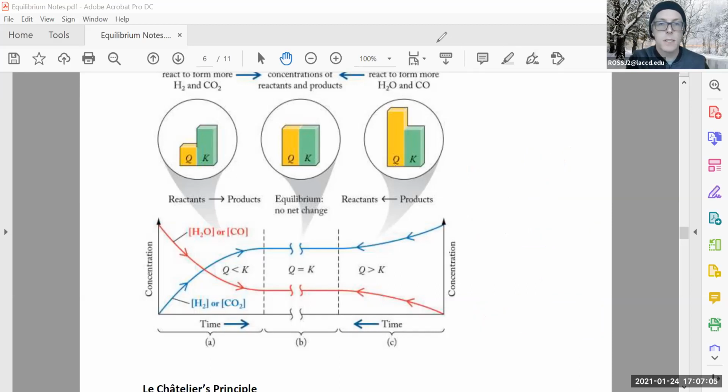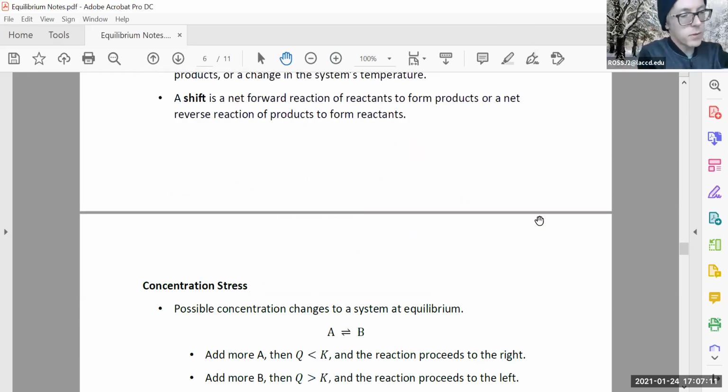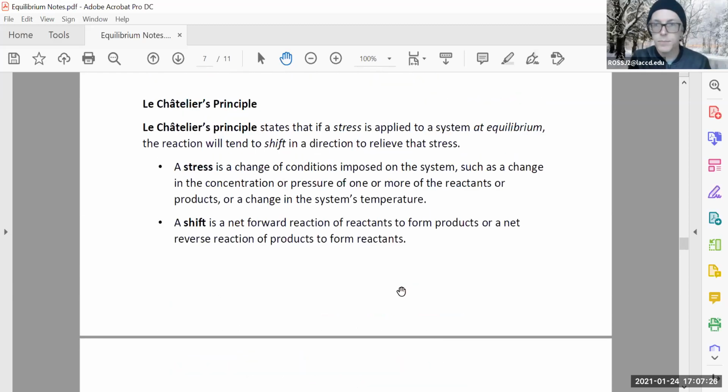Okay, so let's continue our discussion of Le Chatelier's principle. There's not too much more left now in this video, and I'll do a separate video looking at some calculations a little bit more. Let's look at Le Chatelier's principle.